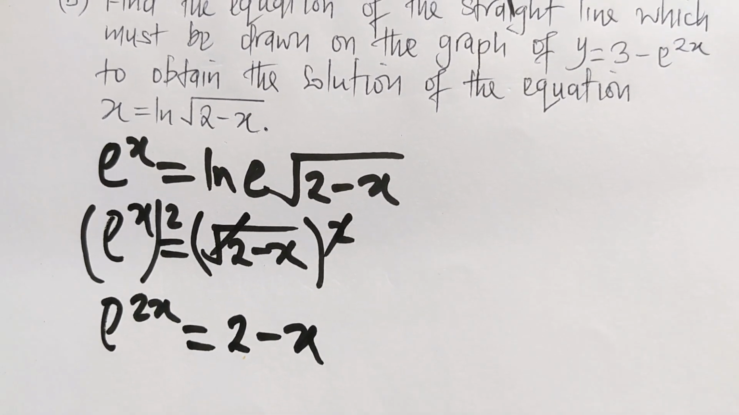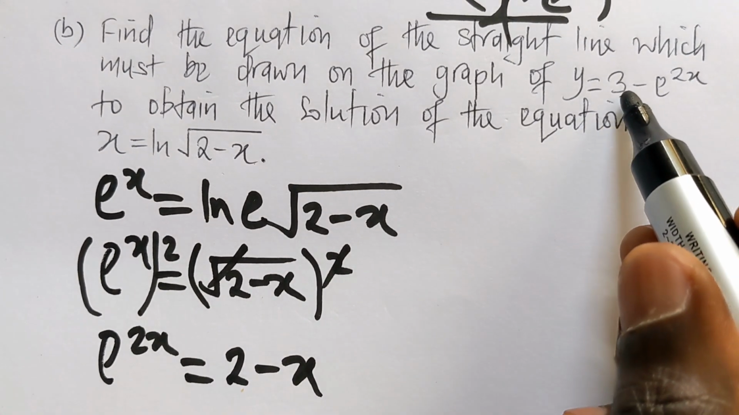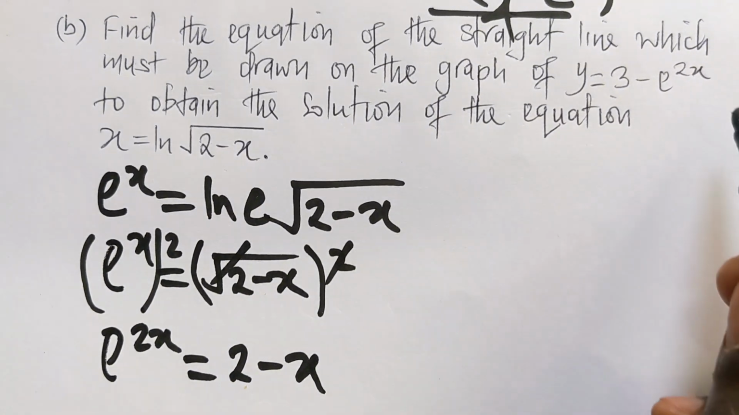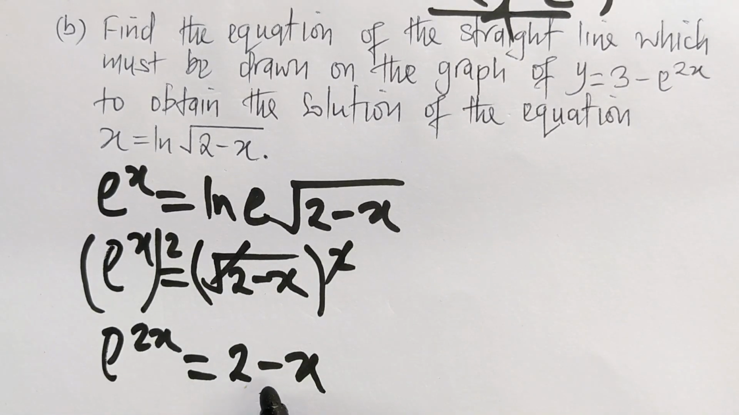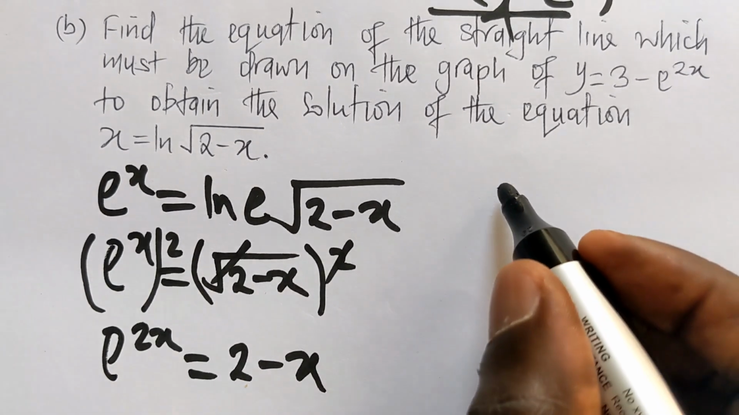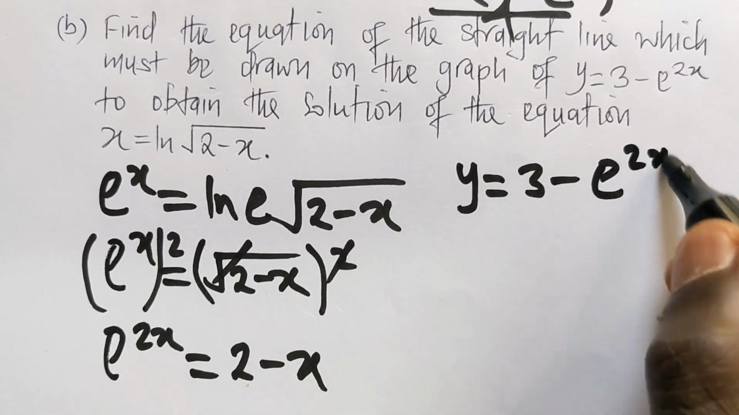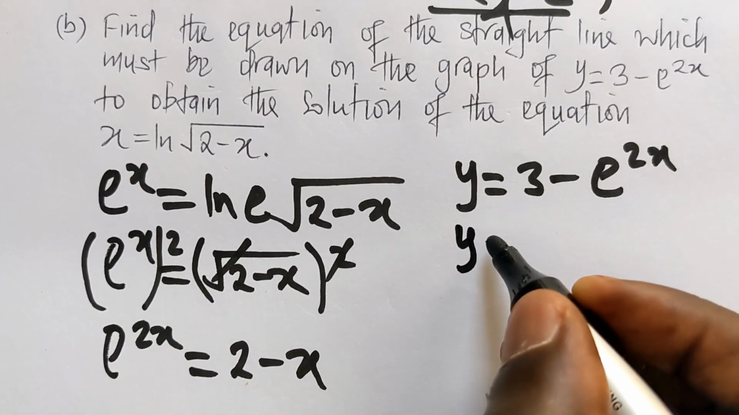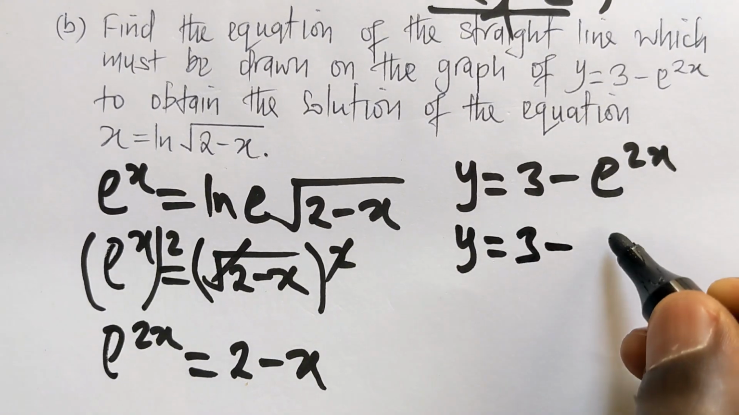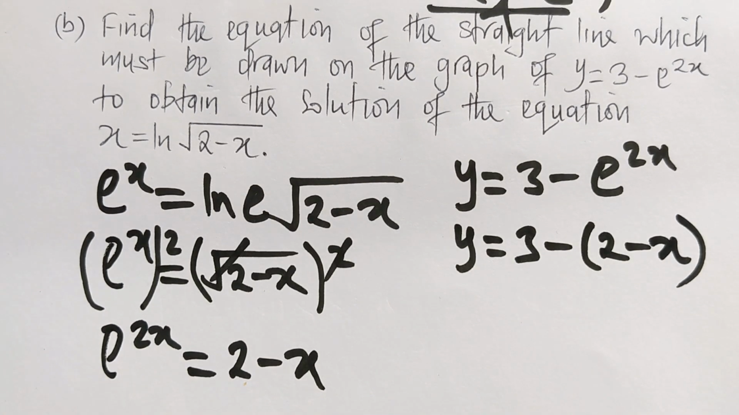Then what we are going to do is the following: we know that y is equal to 3 minus e to the power 2x. So on this equation here, where there's e to the power 2x, we are going to put 2 minus x. So this is going to be as follows: y equal to 3 minus, open bracket, 2 minus x. So we've substituted. On e to the power 2x, we've put 2 minus x.